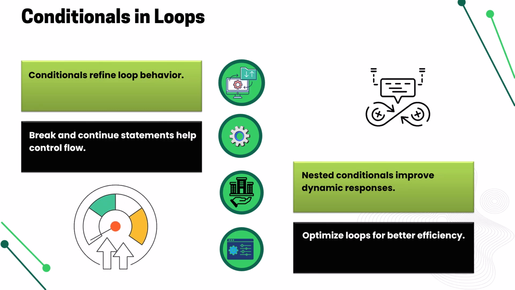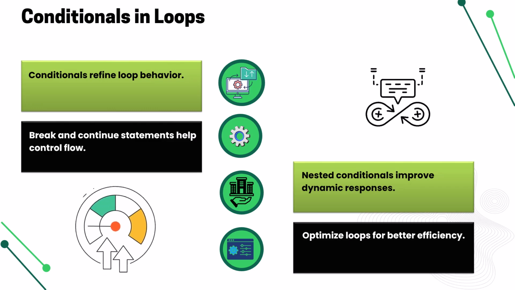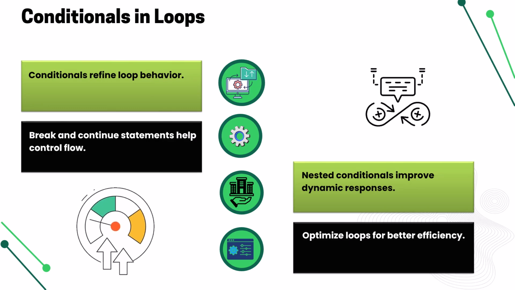Loops are great, but without conditionals, they'd be like a stuck record, endlessly playing the same tune. Using break and continue, we fine-tune them like a DJ shaping the playlist. Nesting adds complexity, like if statements within loops, making them respond dynamically. And efficiency. That's where we make our code run fast and smooth, without unnecessary repetitions.